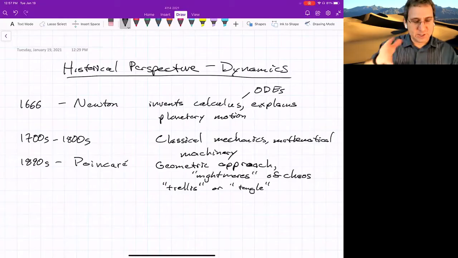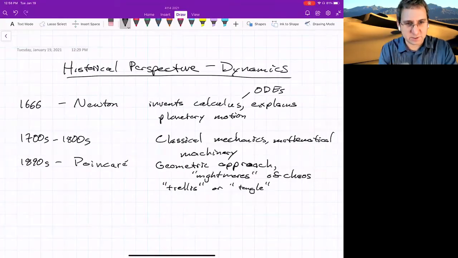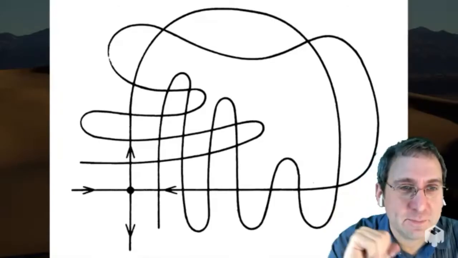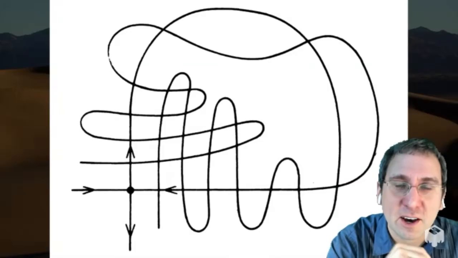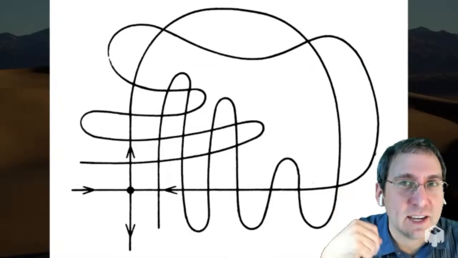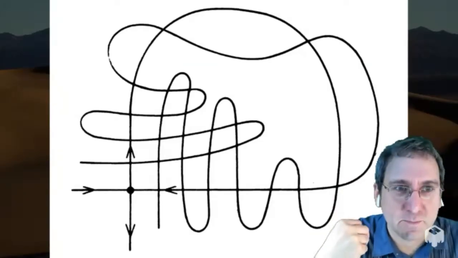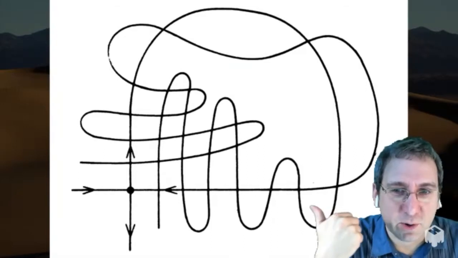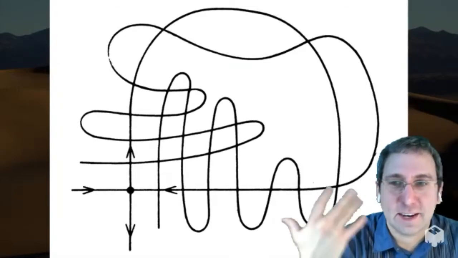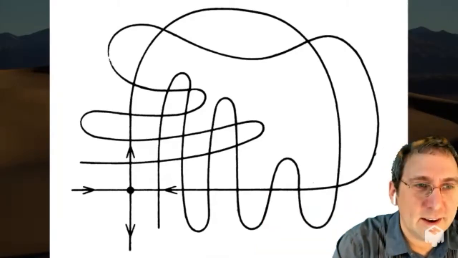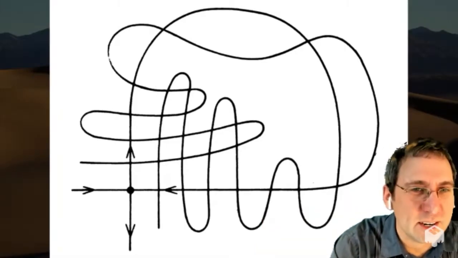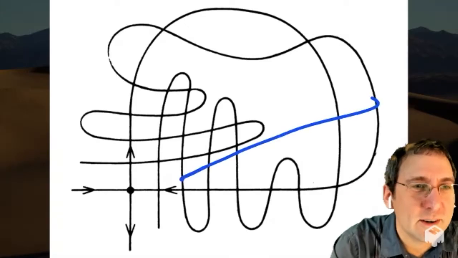And by trellis or tangle, we're talking about a tangle of trajectories. Unfortunately, Poincaré wasn't very good at drawing. So even though he thought in pictures and geometry, he didn't provide many drawings. But this is kind of one of his nightmares, and they're not terrible. What is this? Over there, there's a point here. Where's my pointer?